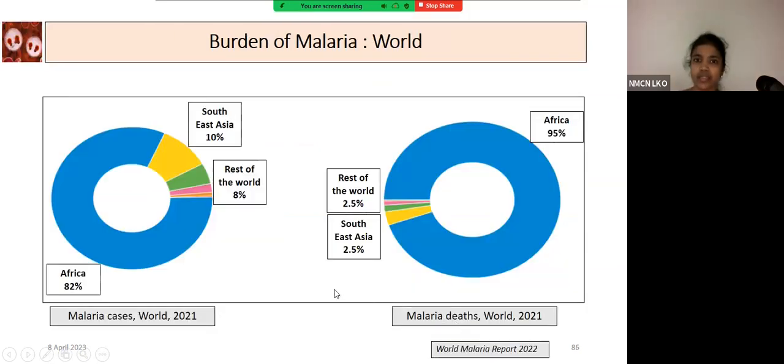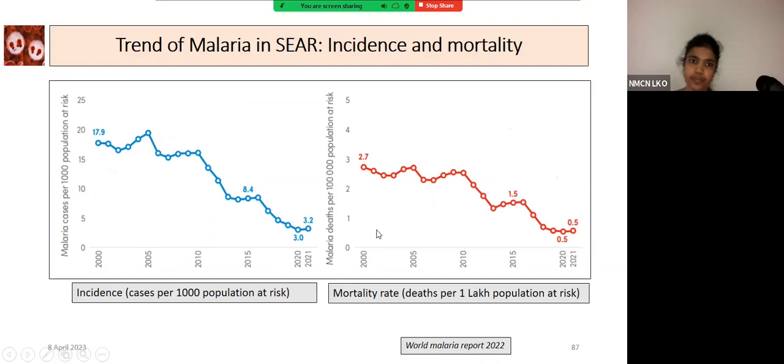Next, we come to another tropical infection, that is malaria. Globally, we can see that the malaria case burden was maximum from Africa. It accounts for 82%, followed by Southeast Asia 10%, and the rest of the world contributes 8% of the total burden of cases. Similarly, for deaths due to malaria, the maximum contribution was from Africa, that is 95%, followed by Southeast Asia and the rest of the world at 2.5% each.